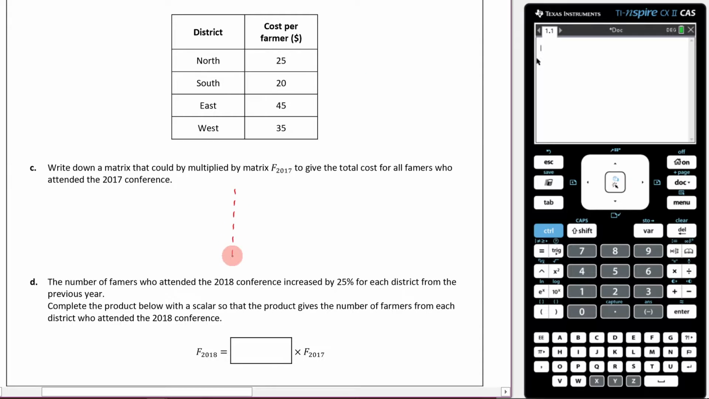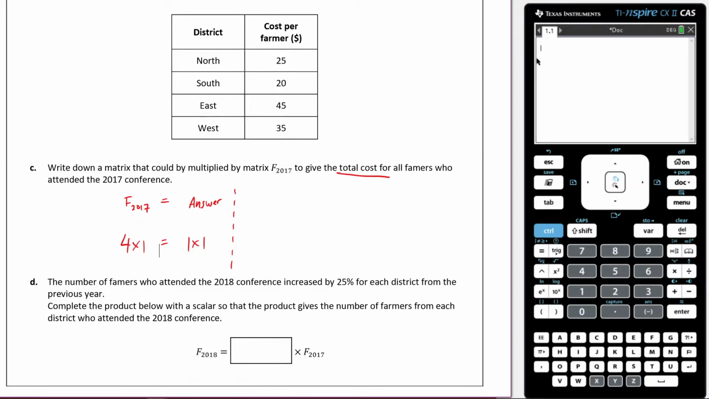So let's partition this off for a second. We know that we're going to have to multiply F 2017. We know that the order of F 2017 was 4 by 1. We also know what the order of our answer is going to be because we're just after the total cost. So it's just going to be one number. So it means it's going to be a 1 by 1 matrix.